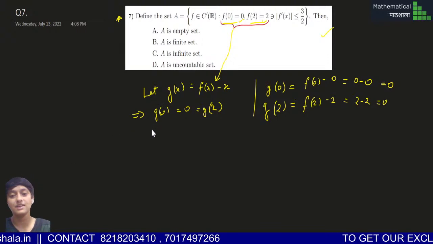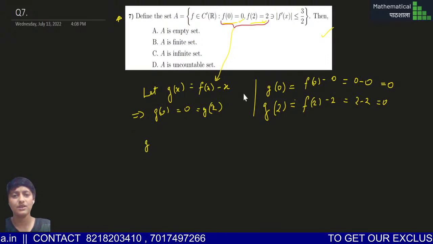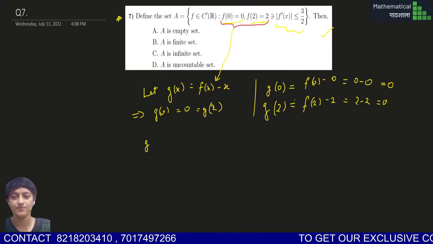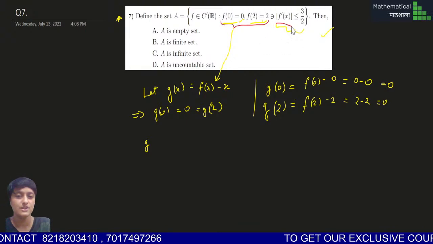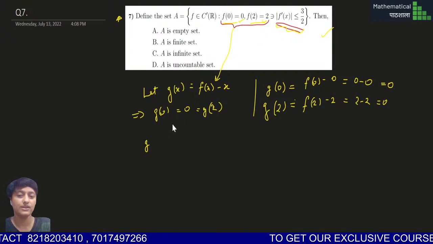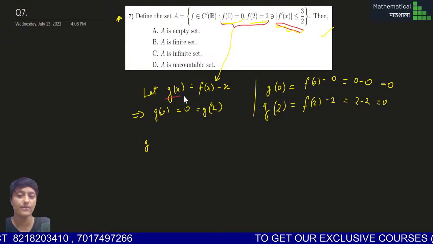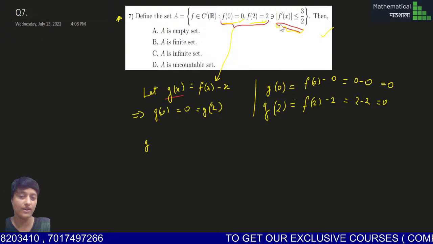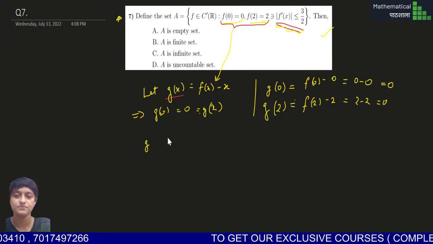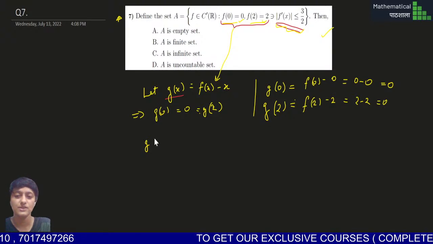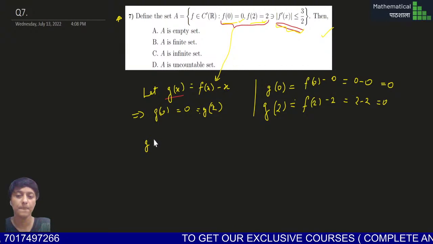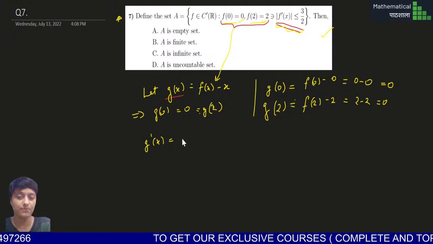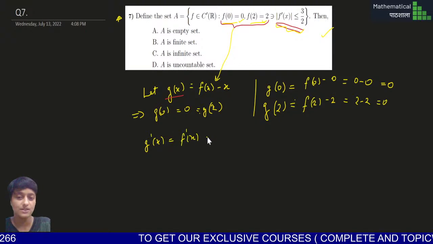Now we will differentiate this function and see what happens. Why are we differentiating? Because we have the condition on f'(x), right? Here we have some conditions on f'(x), but we have g here, so we cannot apply the same condition. So we will do something with g so that we can apply the condition of f'. How will we do it? We will differentiate this thing, okay? So g'(x) will become f'(x) minus 1, right?